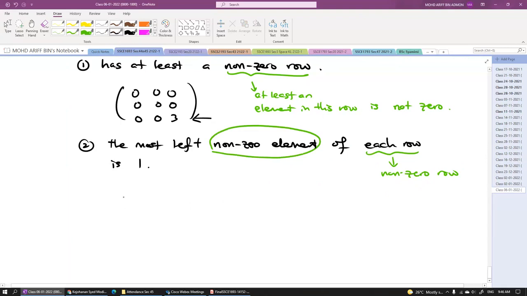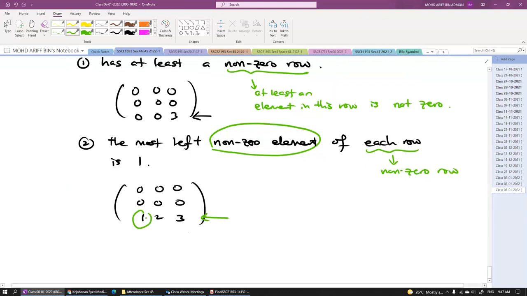For example, just now, we have this non-zero row, and among these three we just consider the non-zero elements for condition number 2. So we have 1, 2, 3. Obviously all 3 elements here are non-zero. Among these 3 non-zero elements, the most left element must be 1. So the most left should be 1 here, and that is actually 1. So this is also part of our epsilon matrix.